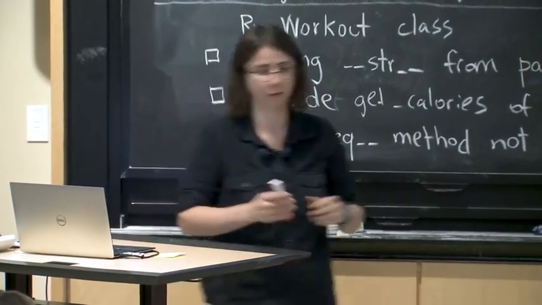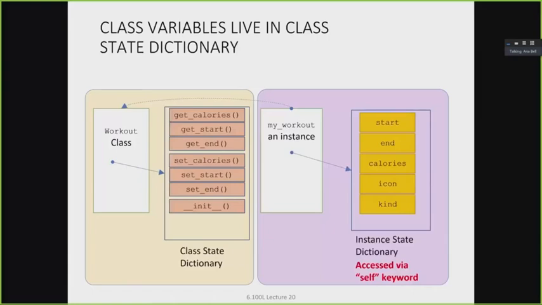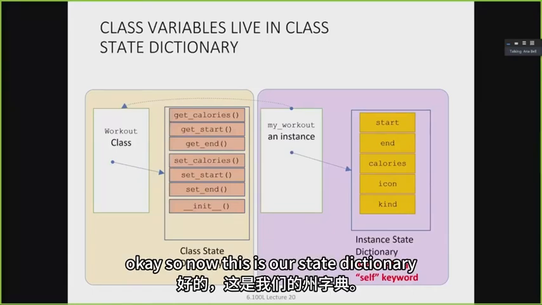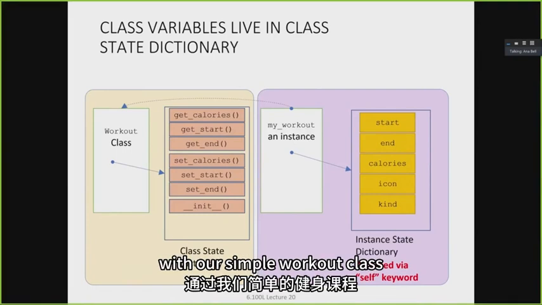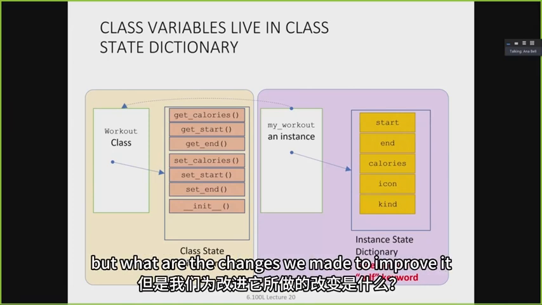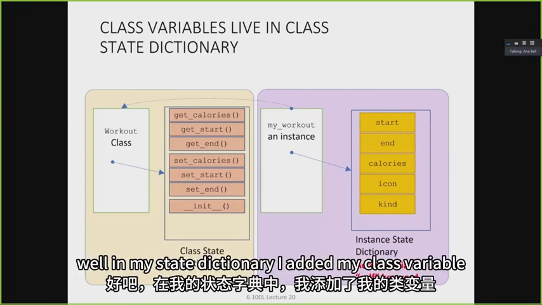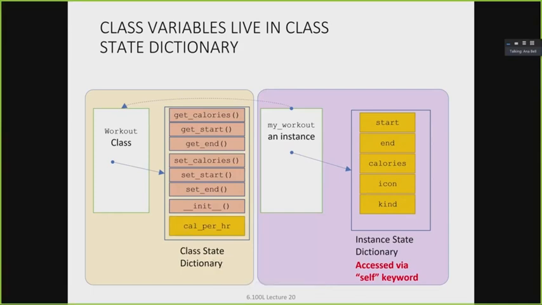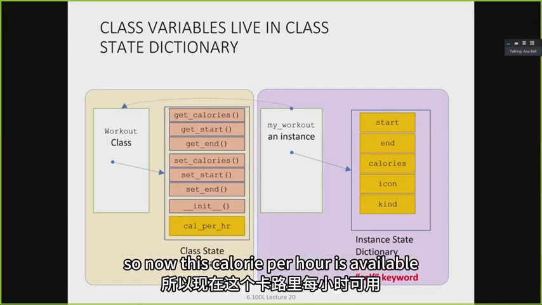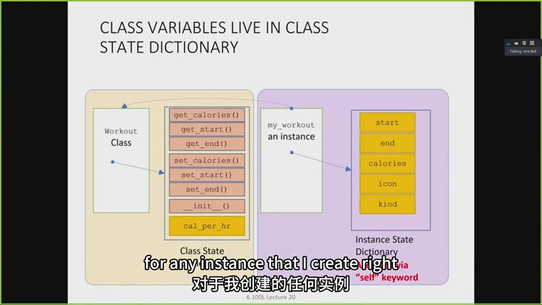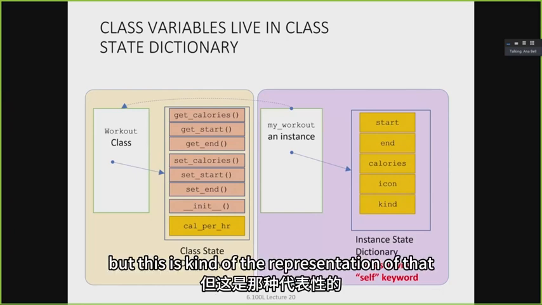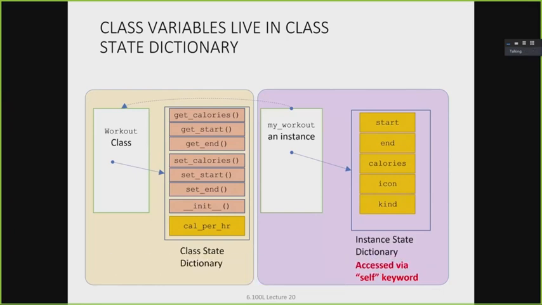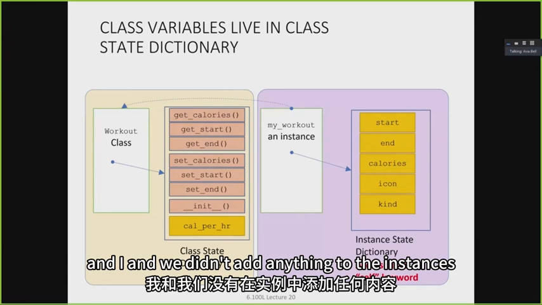Okay, so now, this is our state dictionary for how we ended up with our simple workout class. But what are the changes we made to improve it? Well, in my state dictionary, I added my class variable, calories per hour. So now this calories per hour is available for any instance that I create, right? We already knew this, but this is the representation of that. And we didn't add anything to the instances.